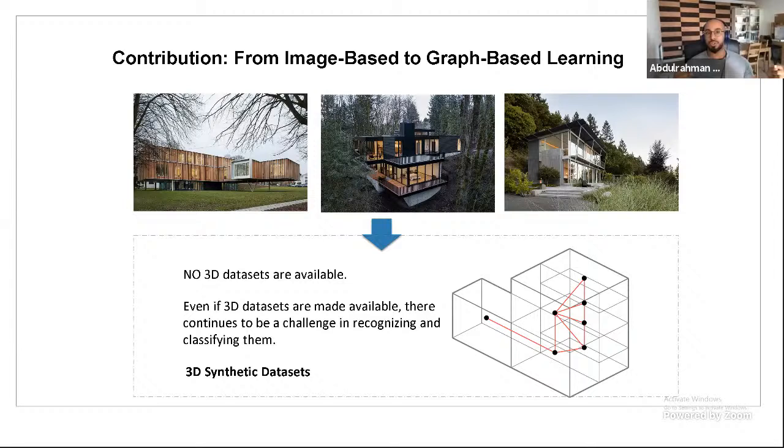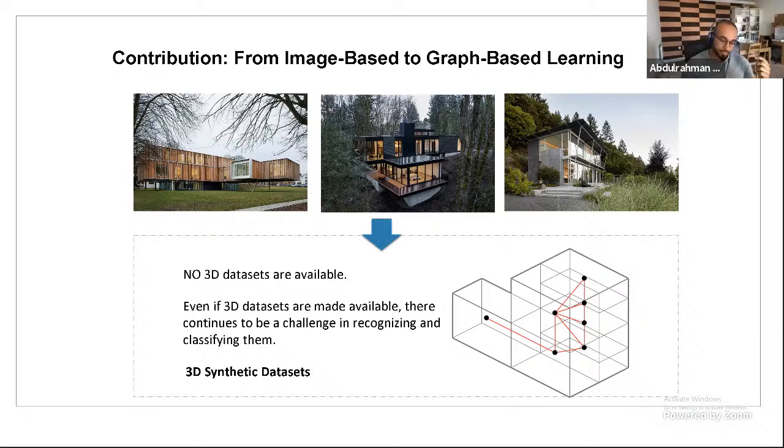So our contribution is moving from image-based to graph-based learning. We transfer all the 3D models into graph-based models, because we don't have 3D data sets available. And even if we had these 3D data sets, it's really hard to recognize, as I said. So we came up with a 3D synthetic data set to train the machine learning model.